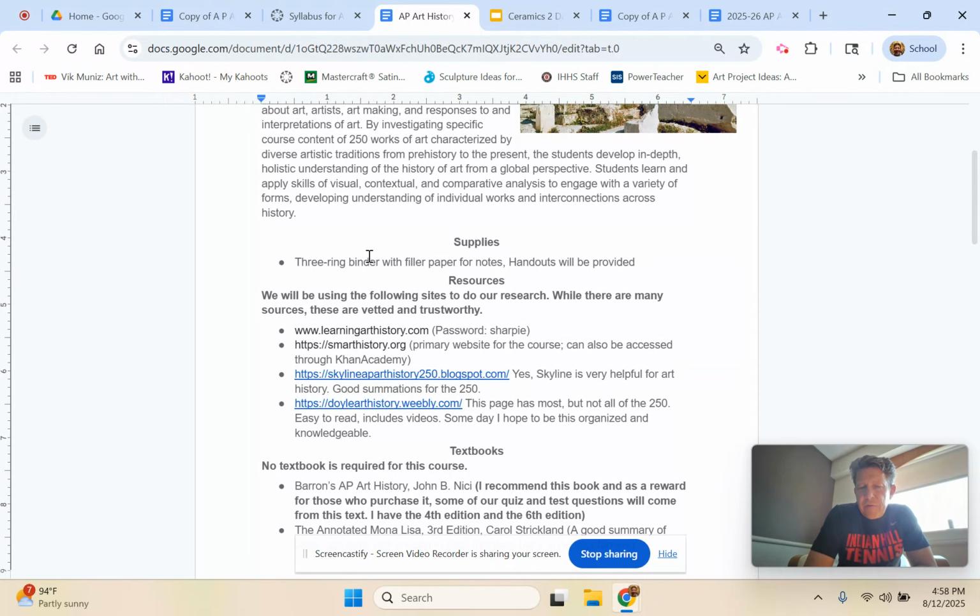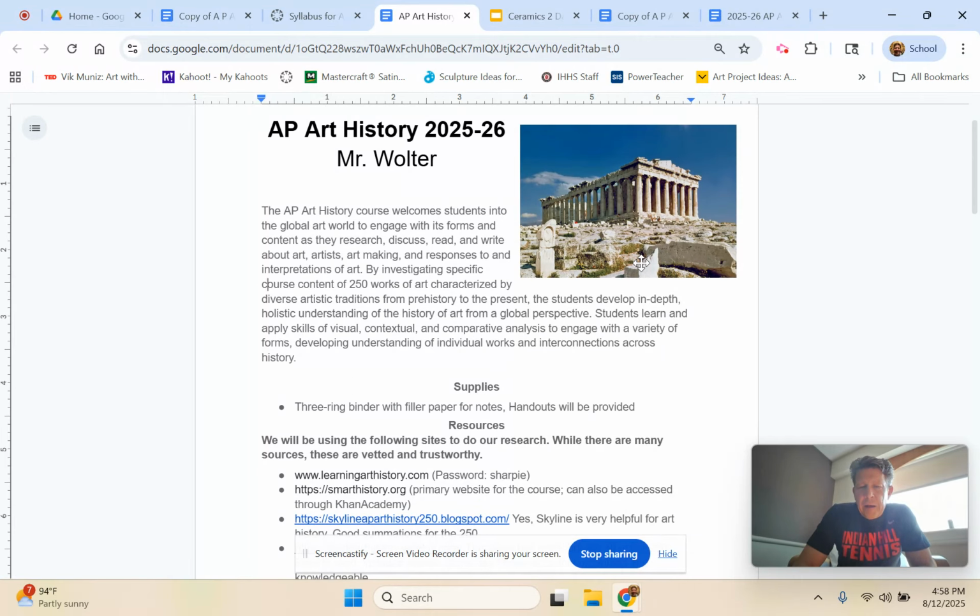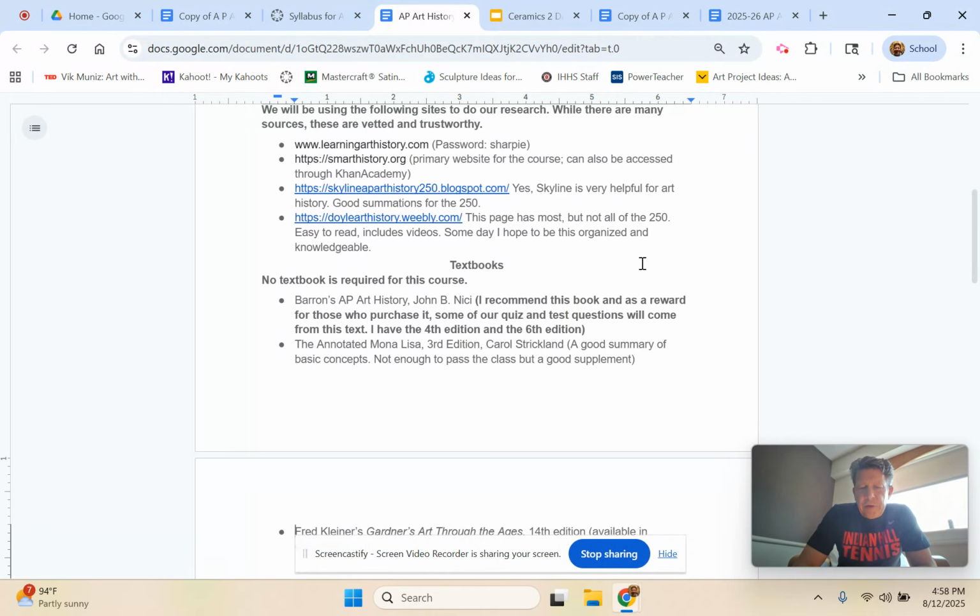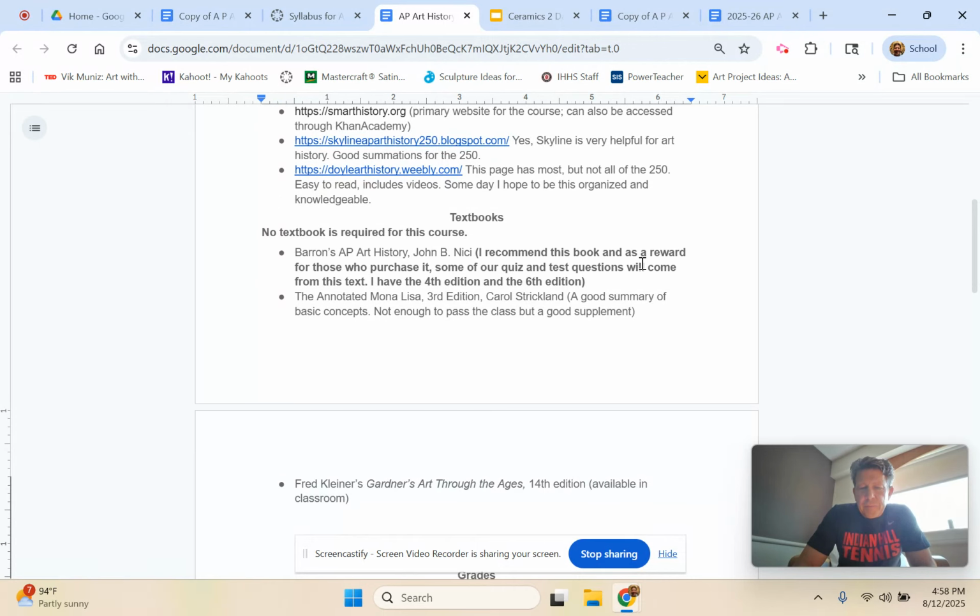We probably want to have a 3-ring binder with some filler paper. I'll be giving you lots of handouts, but we would 3-hole punch those and put those in there. There's a lot of paperwork in this class, but a lot of good information in that paper book.